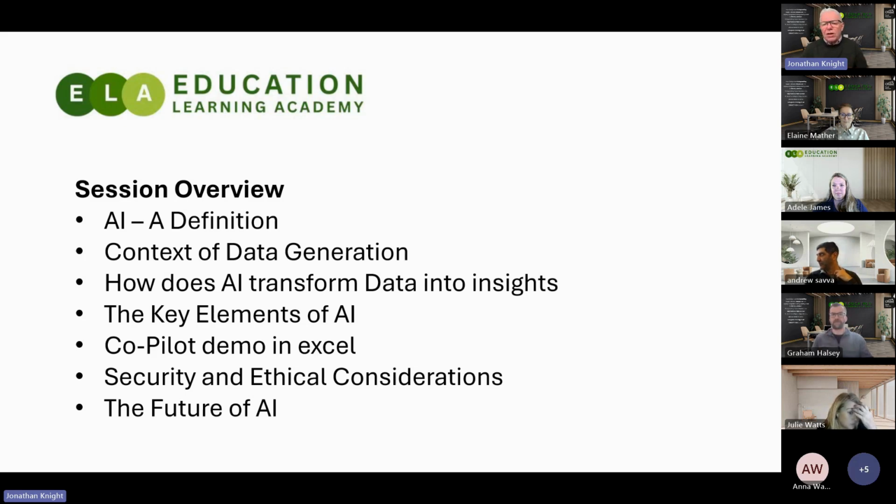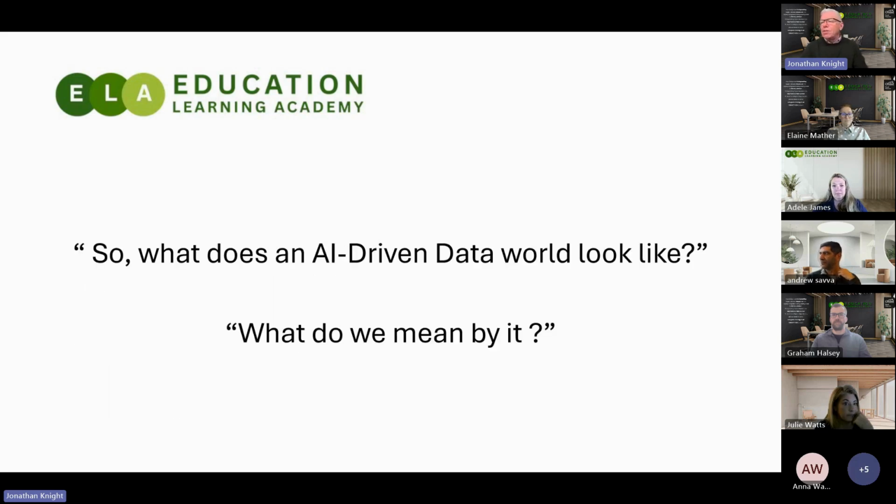We're talking about security and ethical considerations. There are many, particularly around security, and I'll just touch on the future of AI also. And the future of the AI-driven world, really. So, without further ado, what does it mean, AI-driven world? What does it look like? What do we mean by it?